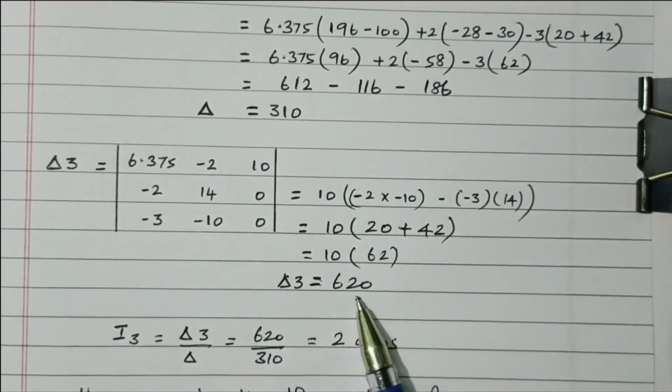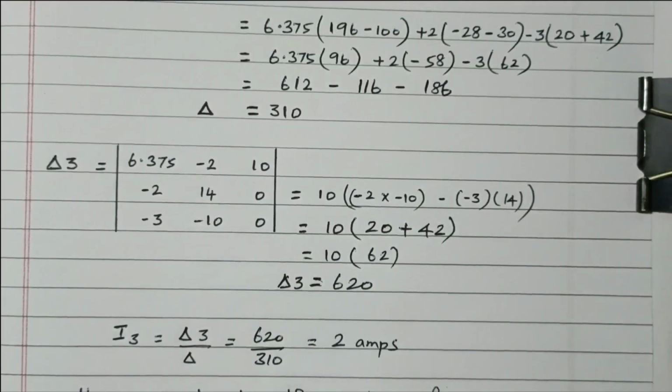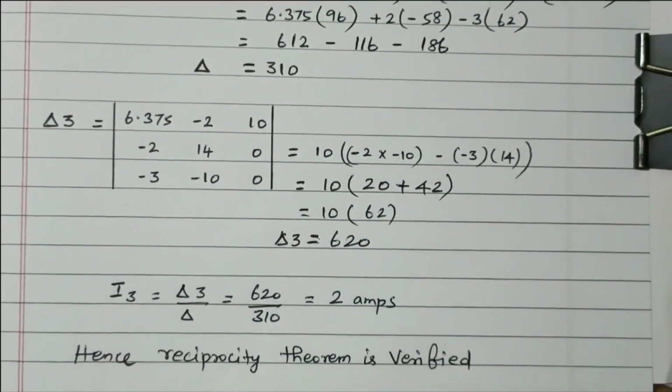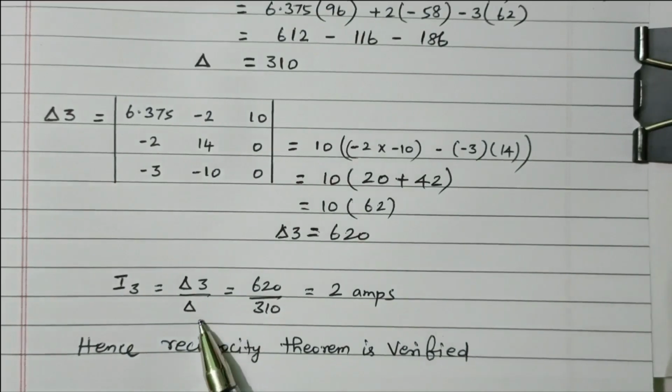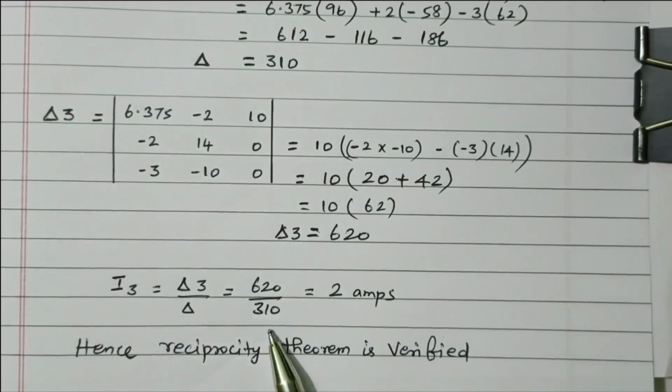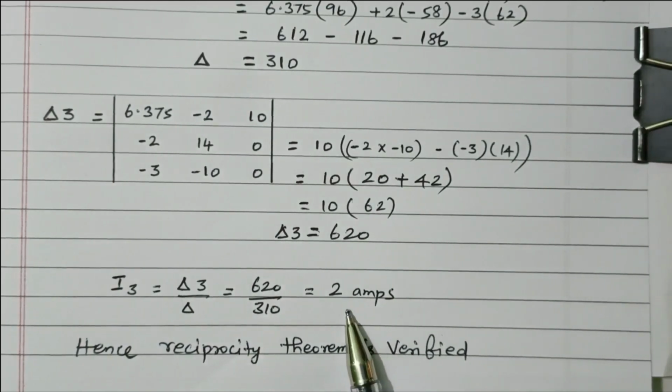After simplification we got 620. Delta 3 equal to 620. So from these two values we can find I3. I3 equal to delta 3 by delta, 620 divided by 310, 2 ampere. So the same value we got here also.